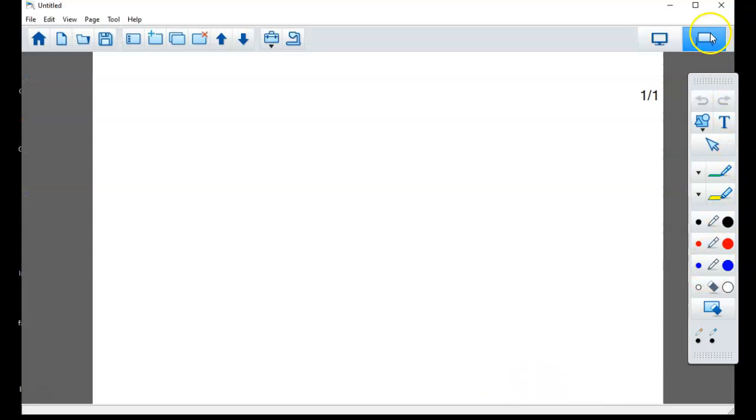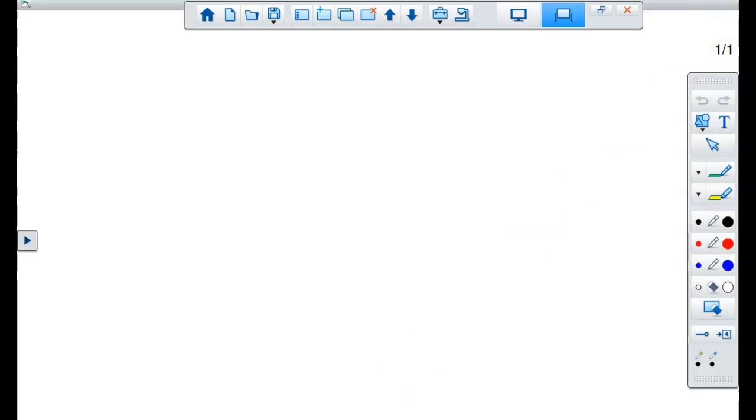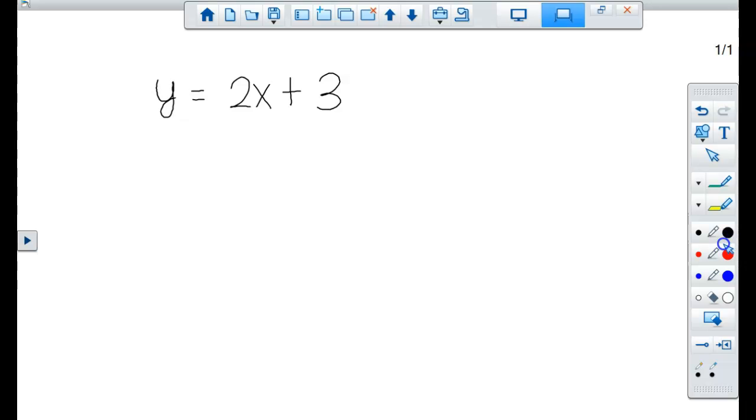All right, folks, we are going to continue on today with our work with functions, and we are going to do a little more work with equations as functions. So yesterday we learned that an equation like y equals 2x plus 3 is a function. That equation can act as a function.